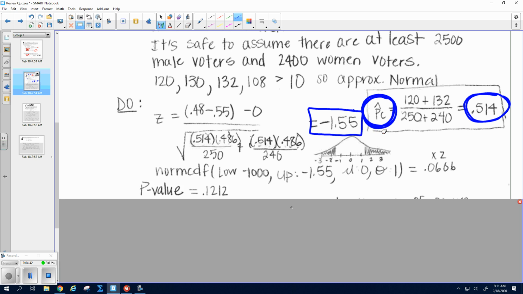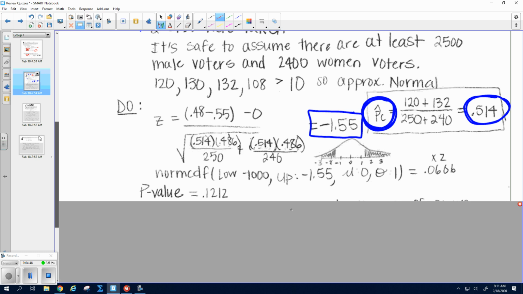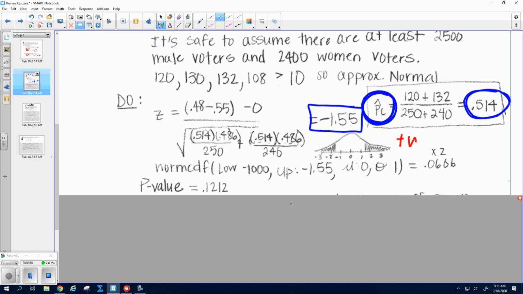Okay, why are we shading 2 sides? Because your alternate hypothesis was not equal to. So be sure you have a 2-tailed shaded normal curve here. Okay, and that means you're going to have to double when you do your norm CDF. So I did from negative 1,000 to negative 1.55. You could have done from positive 1.55 to positive 1,000. Mean of 0, standard deviation 1 is 0.0606, but you have to times by 2, which is 0.1212.